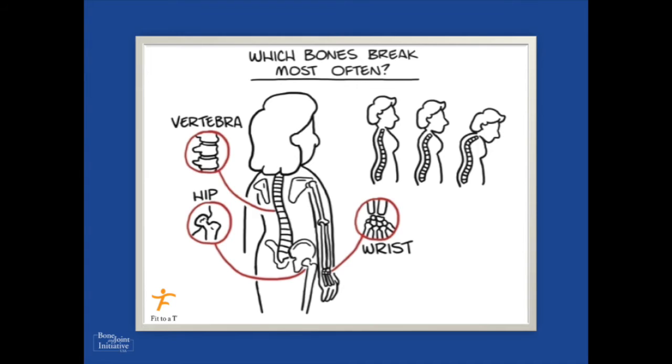Osteoporotic fractures occur most often in the hip, wrist, and spine. More than 2 million fractures happen every year in the United States due to osteoporosis. This is a staggering amount. The most common fractures occur in the spine, accounting for approximately a third of all fractures. The next most common are the wrist, which account for approximately 20% of all fractures. And the third most common are hip fractures, accounting for approximately 15% of fractures.